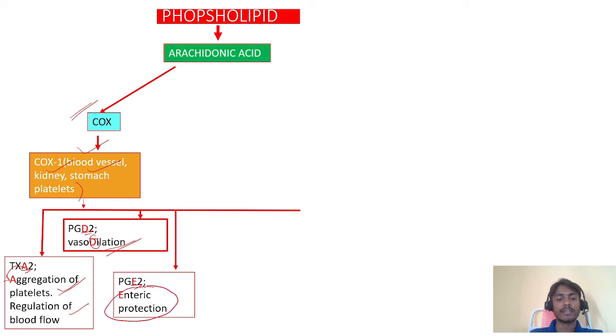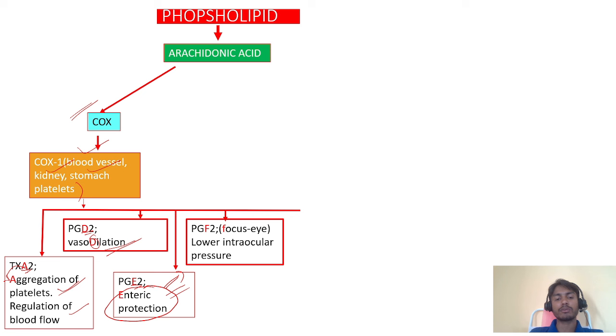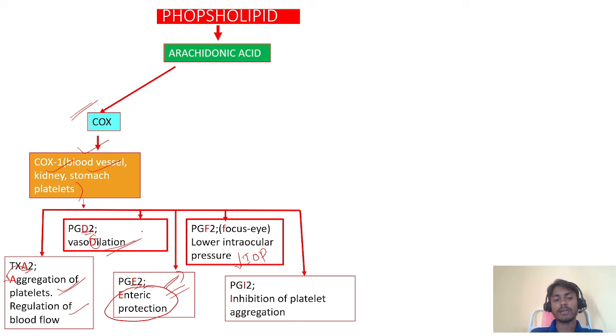It is responsible for enteric protection, to prevent ulcers. The GIT can be coated with prostaglandin E2, hence we call it enteric protection. Next, prostaglandin F2, F for focus, that is the eye; it reduces intraocular pressure, hence it can be used in the treatment of glaucoma. Next, prostaglandin I2, which is the inhibition of platelet aggregation. This is the function of prostaglandin I2.